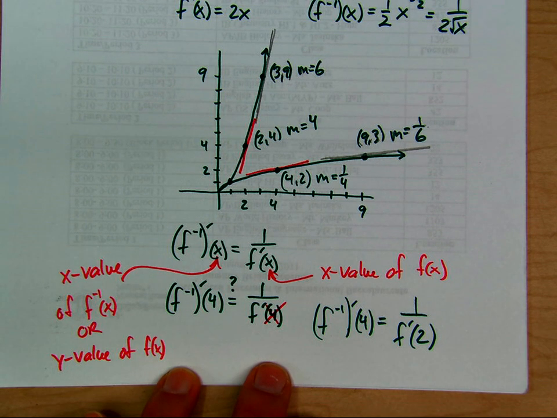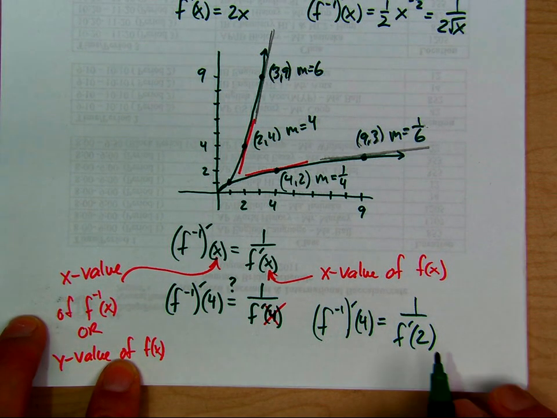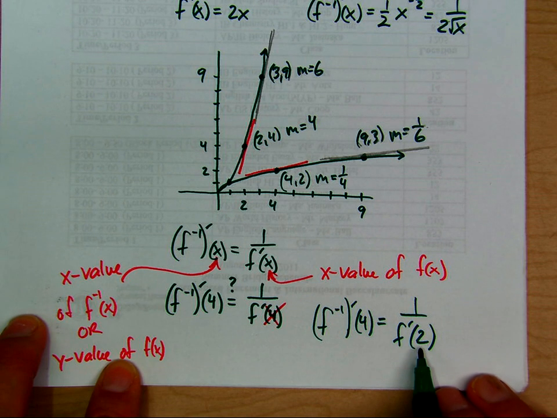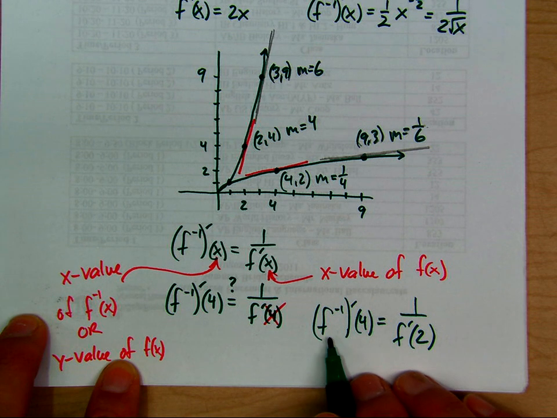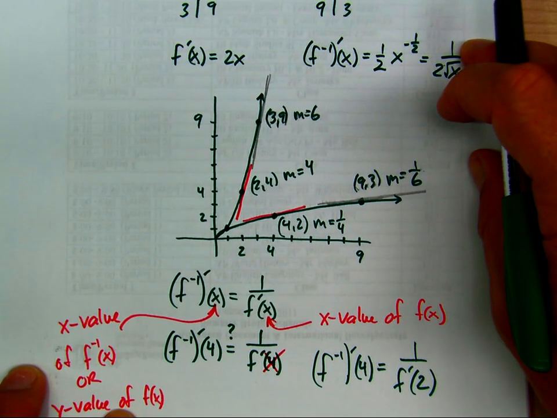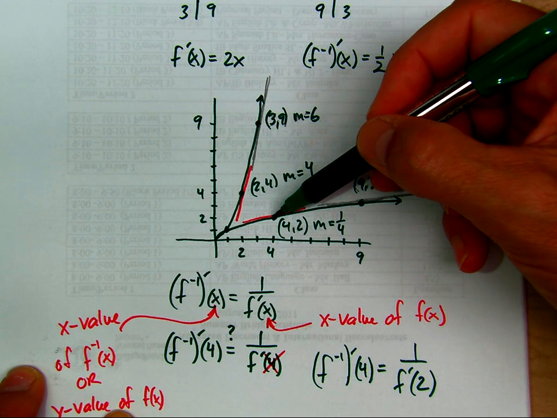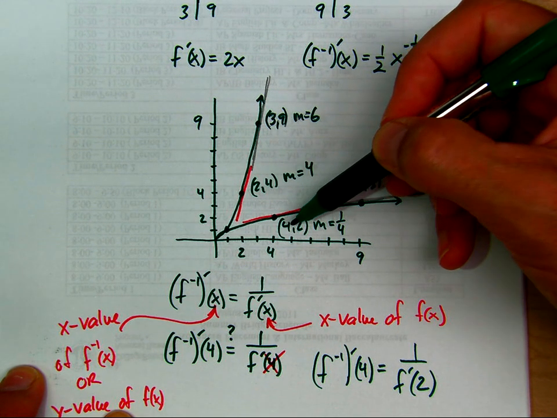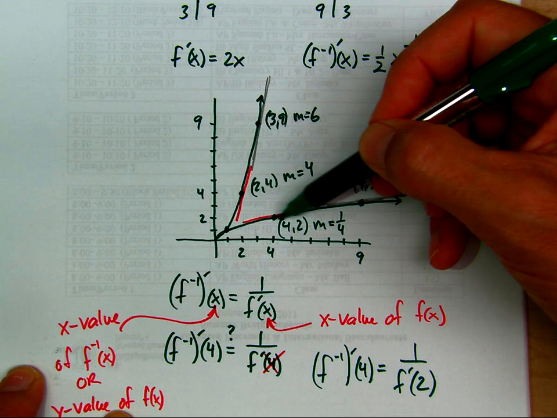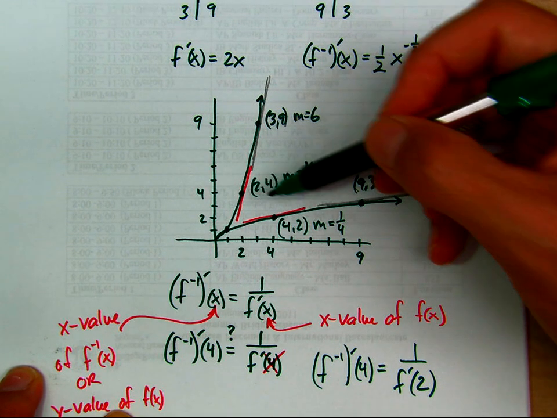So we have to pay attention to the corresponding points. If I put a 2 as an x value into f, its y value is 4, so 4 is what will go into the inverse function. And let's see how that shows up in the graph. 4 on the inverse corresponds to 2 on the function.